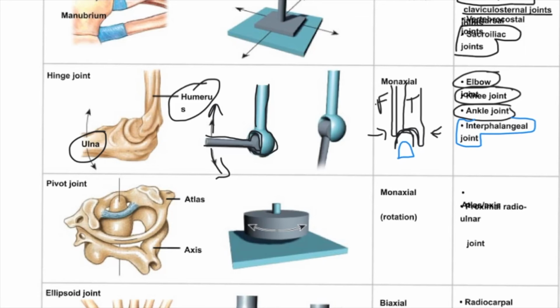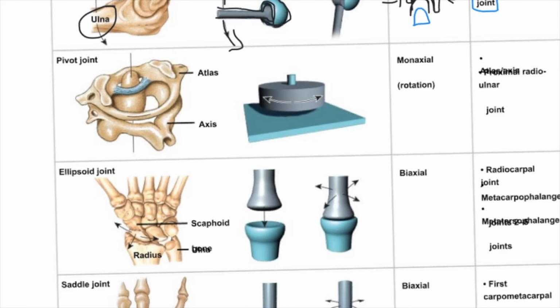Then we have a pivot joint. A pivot joint is where you have one bone that's rotating on the other bone. So you're going to remember these examples. Here is the atlas and the axis, if you remember that.